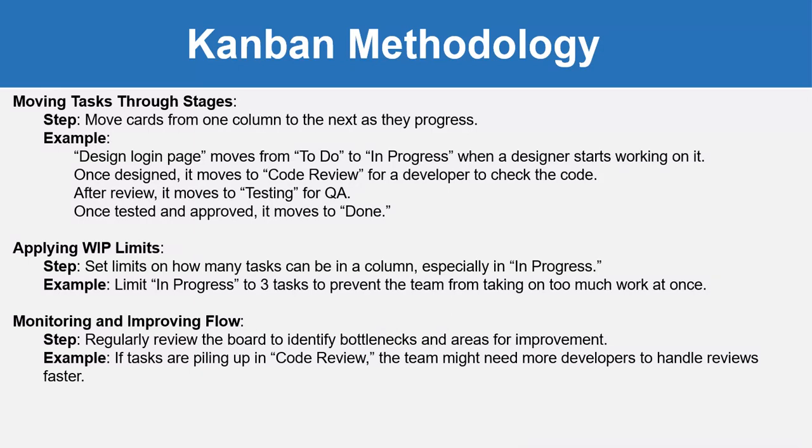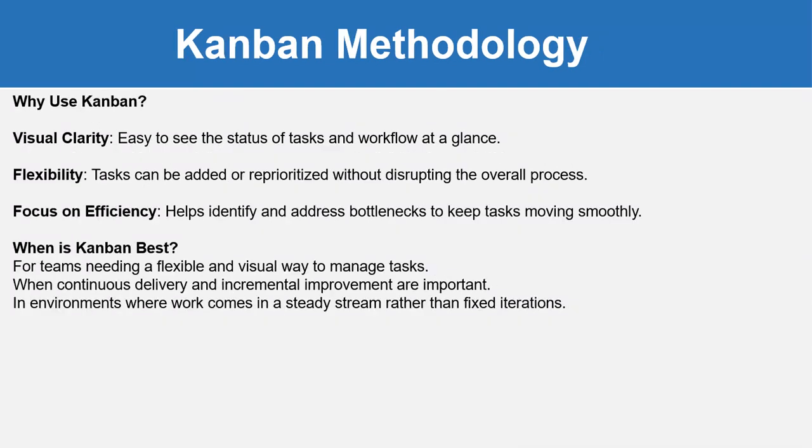Then applying WIP limits means set limits on how many tasks can be in a column, especially in progress. For example, limit in progress to 3 tasks to prevent the team from taking on too much work at once. Monitoring and improving flow means regularly review the board to identify bottlenecks and areas for improvement. For example, if tasks are piling up in code review, the team might need more developers to handle reviews faster.